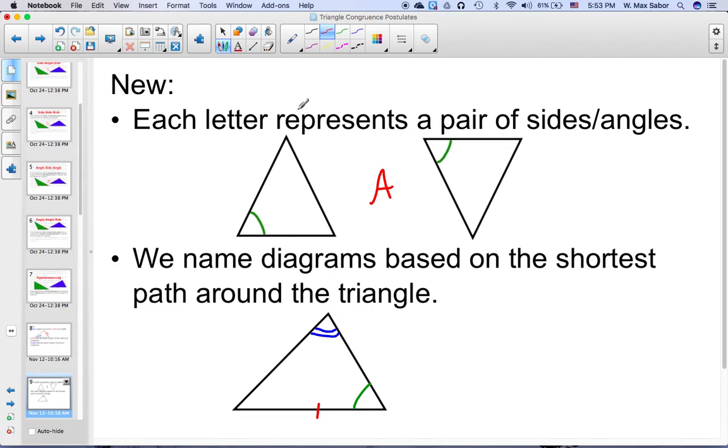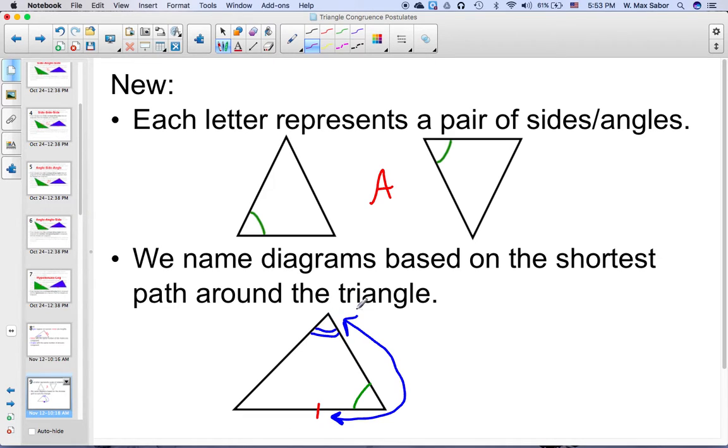And we name diagrams based on the shortest path around the triangle. So to go from here to there, the shortest path around the triangle that touches all 3 is to go in one of these two directions. To start at the double arc, go through the 1 arc and go here, or go the other way. If you start at the green arc, then you have to go all the way around the triangle, so we wouldn't name it that way.